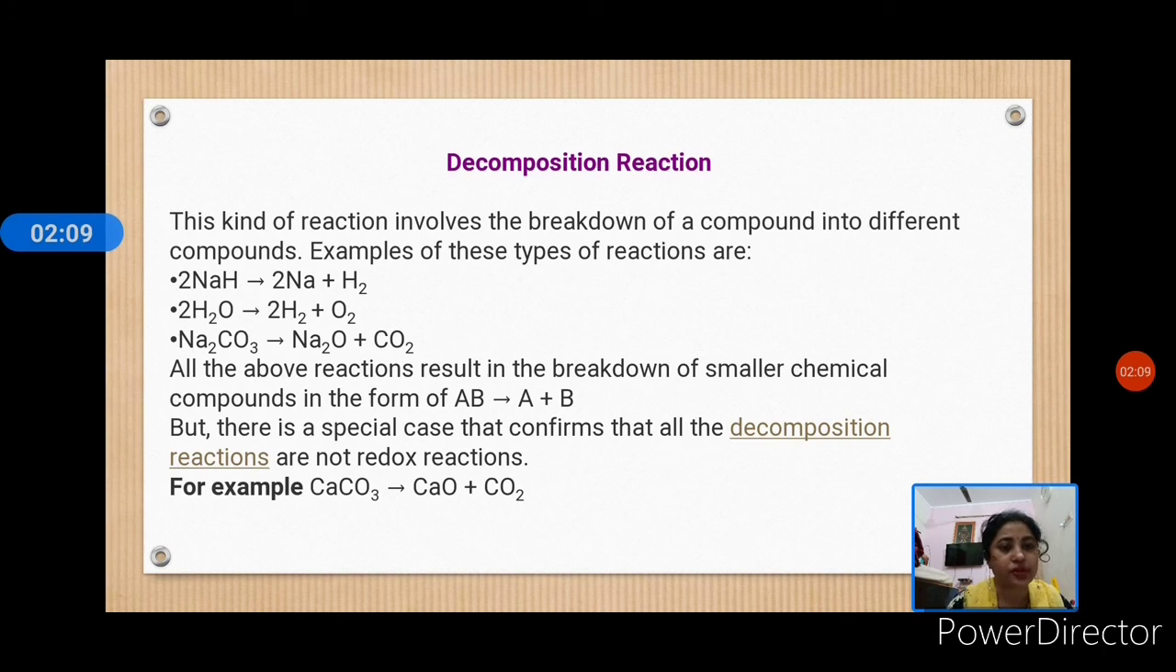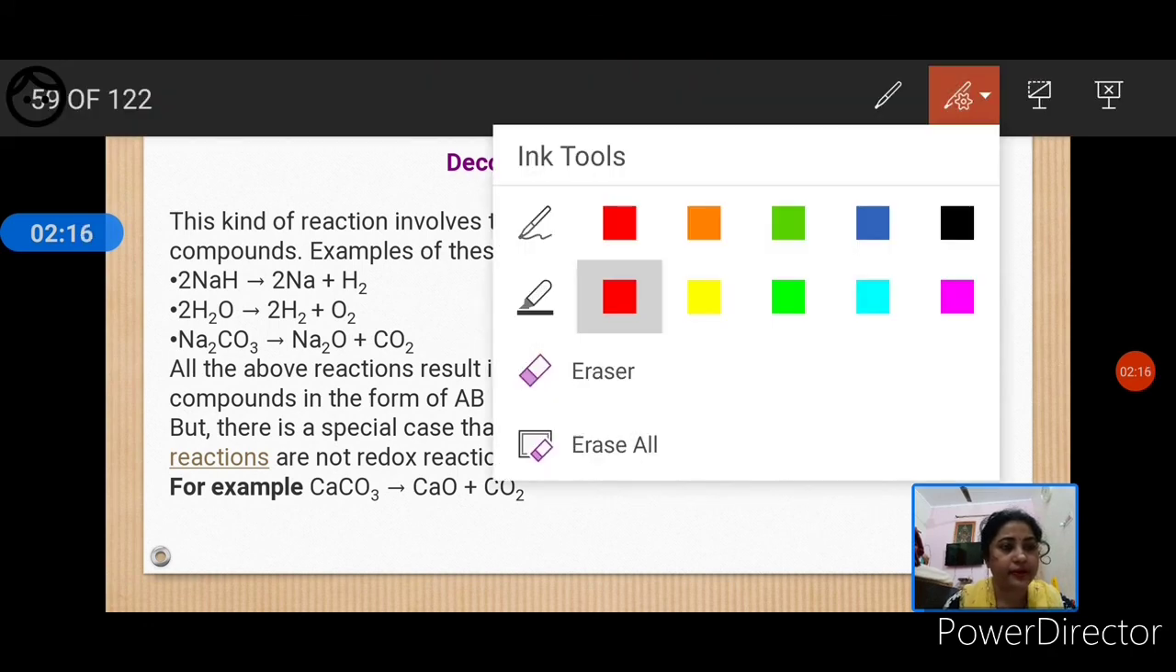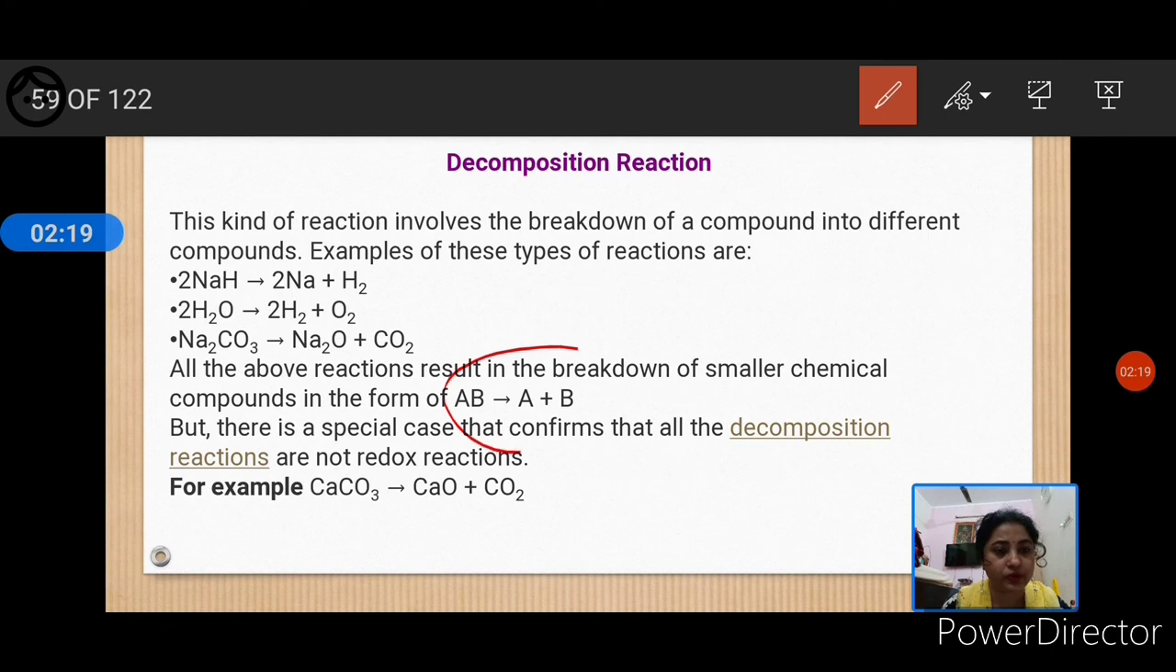Next is decomposition reaction. This can be represented by AB gives out A plus B. This kind of reaction involves the breakdown of a compound into different compounds. A few examples are given here. 2NaH is breaking into sodium and hydrogen. 2H2O breaking into hydrogen and oxygen. Sodium carbonate breaking into sodium oxide and carbon dioxide.